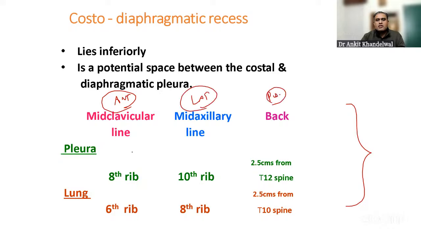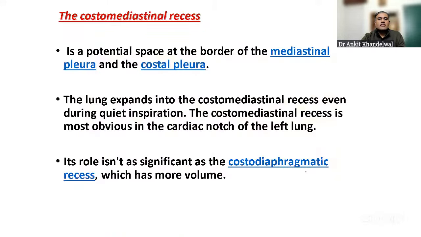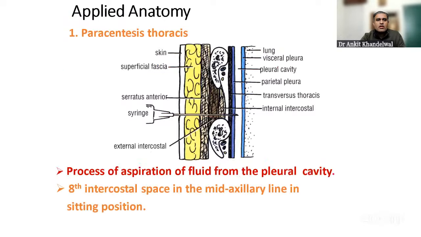Remember, it was also very simple. How to remember it? Just remember 6, 8, and 10, and add a 2 over here. 6 plus 2 is 8, 8 plus 2 is 10, 10 plus 2 is 12. Simple as that. This diagram will help you. Costo-mediastinal recess: its role is not as significant, but you should know at least what the CMR is. It's the space between the costal and the mediastinal pleura. That was what we have seen already.